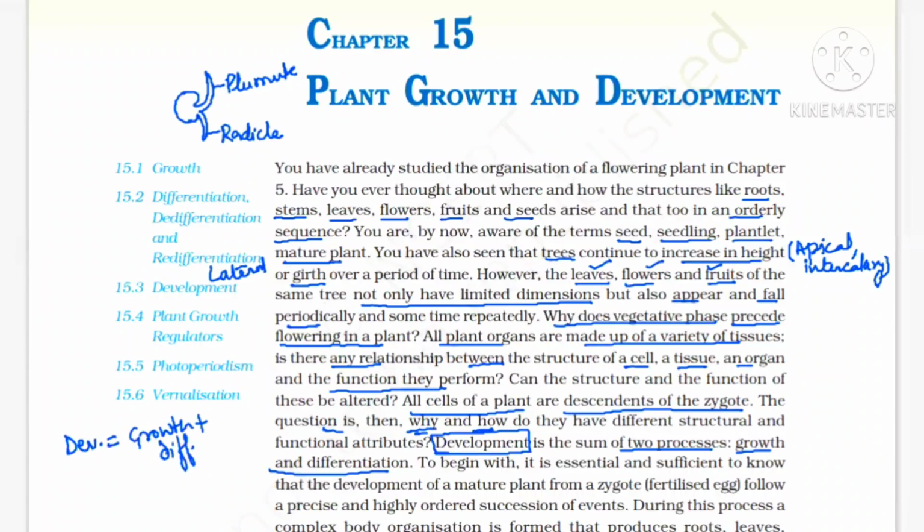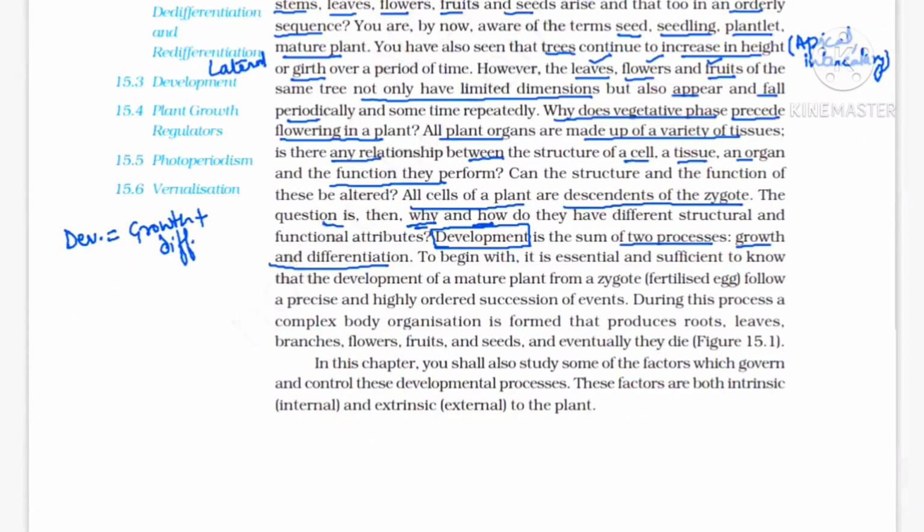Understood, beta? Now, to start, you should know how the development of mature plants takes place from the zygote. How the development goes on from the zygote, and that too in a very highly precise and highly ordered sequence. Now, during this process, a complex body is formed that produces root, leaf, branches, it will have flowers, fruits and seeds, and finally it dies also, the plant dies also.